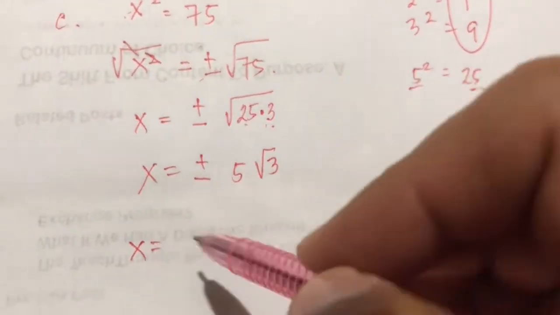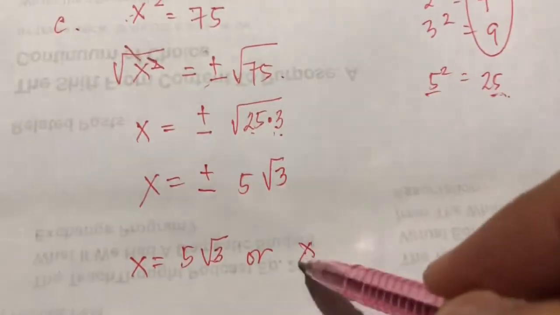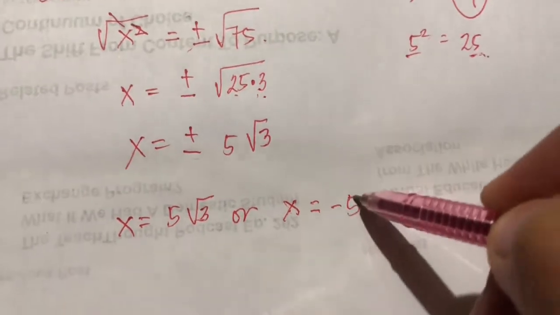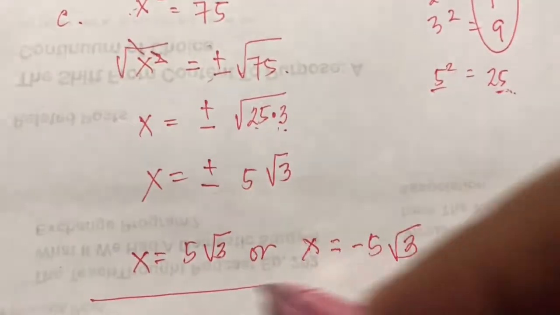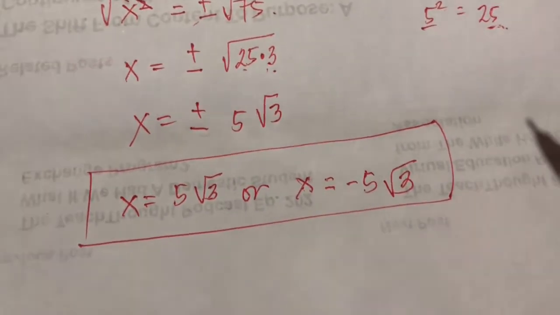Or pwede mo isulat ng ganito yan. x is equal to 5 square root of 3 or x is equal to negative 5 square root of 3. Yan ang magiging sagot. That is for letter C.